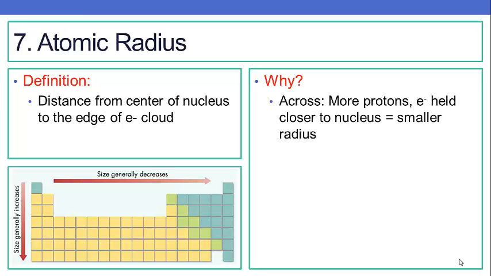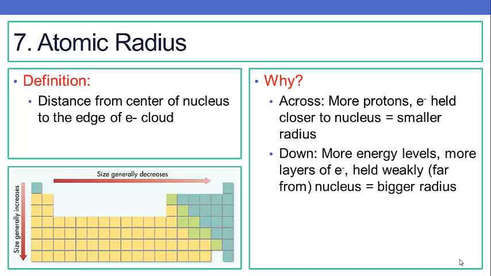So this is why. As we go across, we're adding more and more protons. The atomic number is increasing. So the attraction between the electron and the nucleus is going to get stronger. So the electrons move in closer because they're more attracted to the nucleus. So the atom gets smaller.